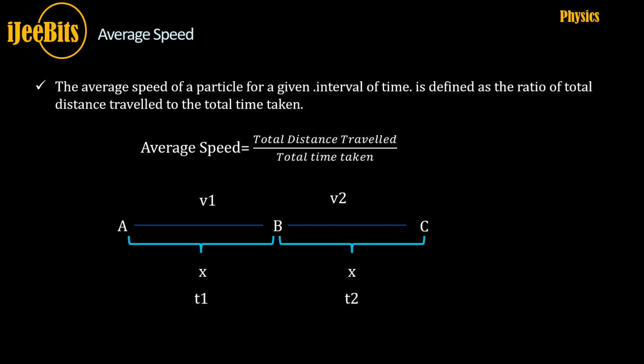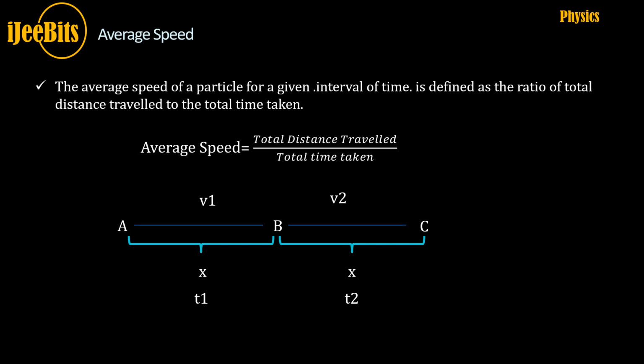So what you have to do now, look at the example. A to B, we have a distance x, B to C, we have a distance x. The distances are the same, and T1 and T2 are the variants. Then we have velocities V1, V2. This is also an indirect way of variable speed. But now we are calculating average speed. How do we calculate average speed? We have to first calculate the total distance traveled and the total time.